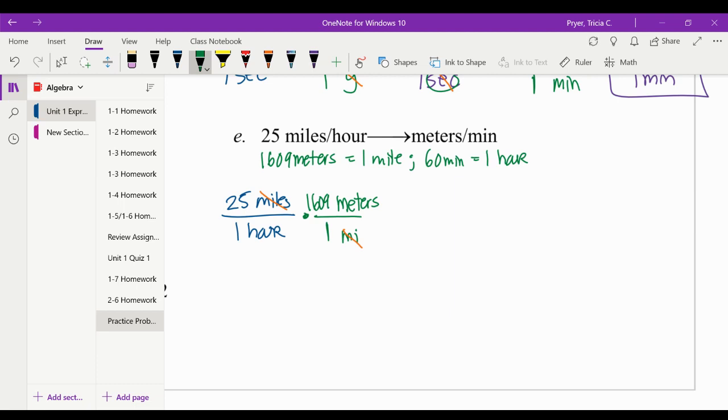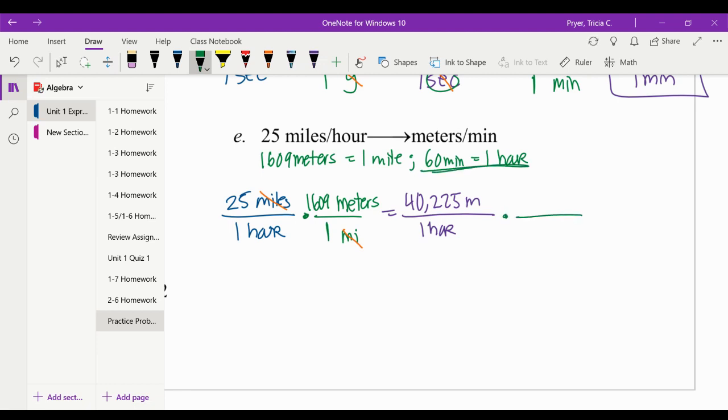So 1,609 times 25. And that gets us 40,225 meters per 1 hour. Now the next thing I need to change is I need to change hours to minutes, okay? So I have to use this conversion factor.